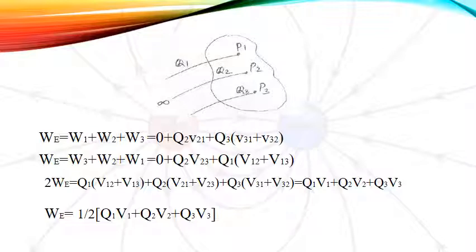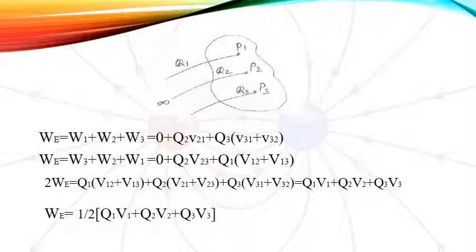For this, the work done by the three charges moving from point P1 to infinity can be obtained as W1 plus W2 plus W3, where the work done for the initial charge Q1 is 0, plus Q2 into V21, plus Q3 into V31 plus V32. Similarly, starting from Q3, Q2, Q1, you get W3 plus W2 plus W1. Here the initial work done on Q3 is 0, plus Q2 V23, plus Q1 into V12 plus V13.